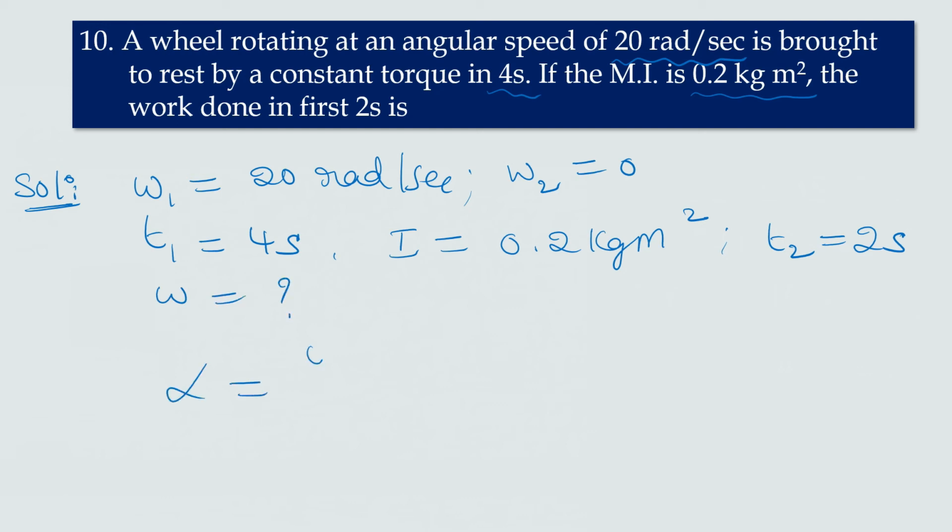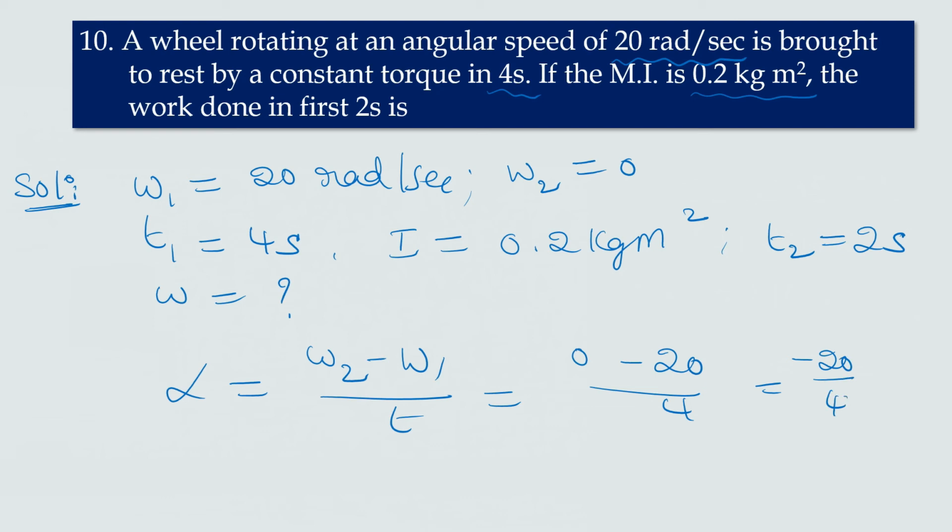Alpha is equal to omega 2 minus omega 1 by t, that is equal to 0 minus 20 by 4, that is equal to minus 20 by 4. 4 fives are 20, that is equal to minus 5. Alpha is equal to minus 5 radians per second square.